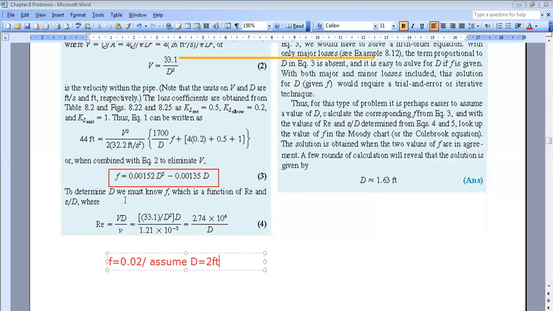And if you have other problems like we did before, start with f equals 0.02 if epsilon over d is not given. And if the range is more complicated, then I will tell you to start by assuming this number. So in this way, I will simplify the analysis for you. Okay? If it's not given and we are in the case of a fifth order relation between f and d, start by d equal to 2.